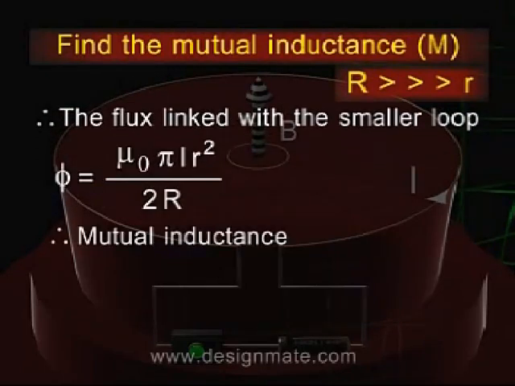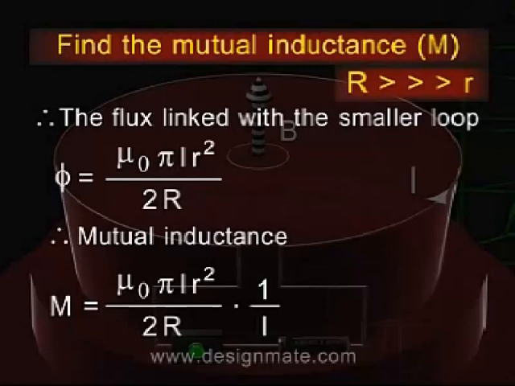Therefore, mutual inductance M is equal to Phi upon I. Therefore, M is equal to mu 0 pi r square upon 2R.